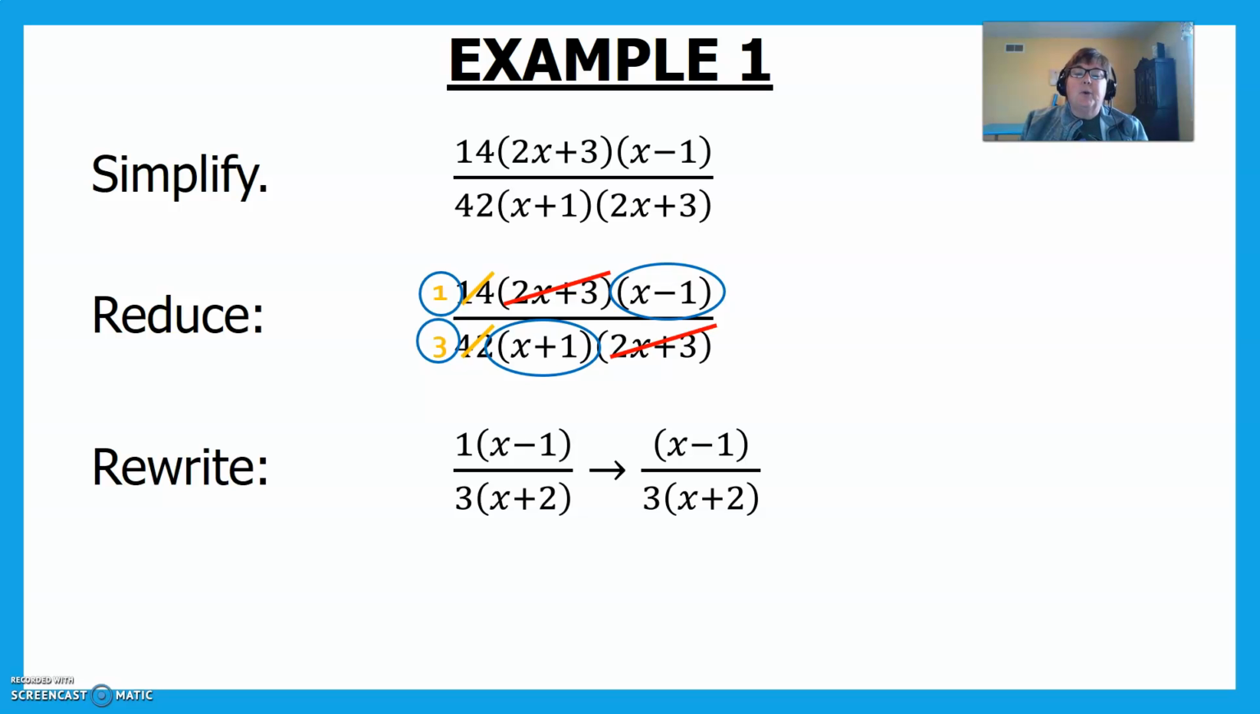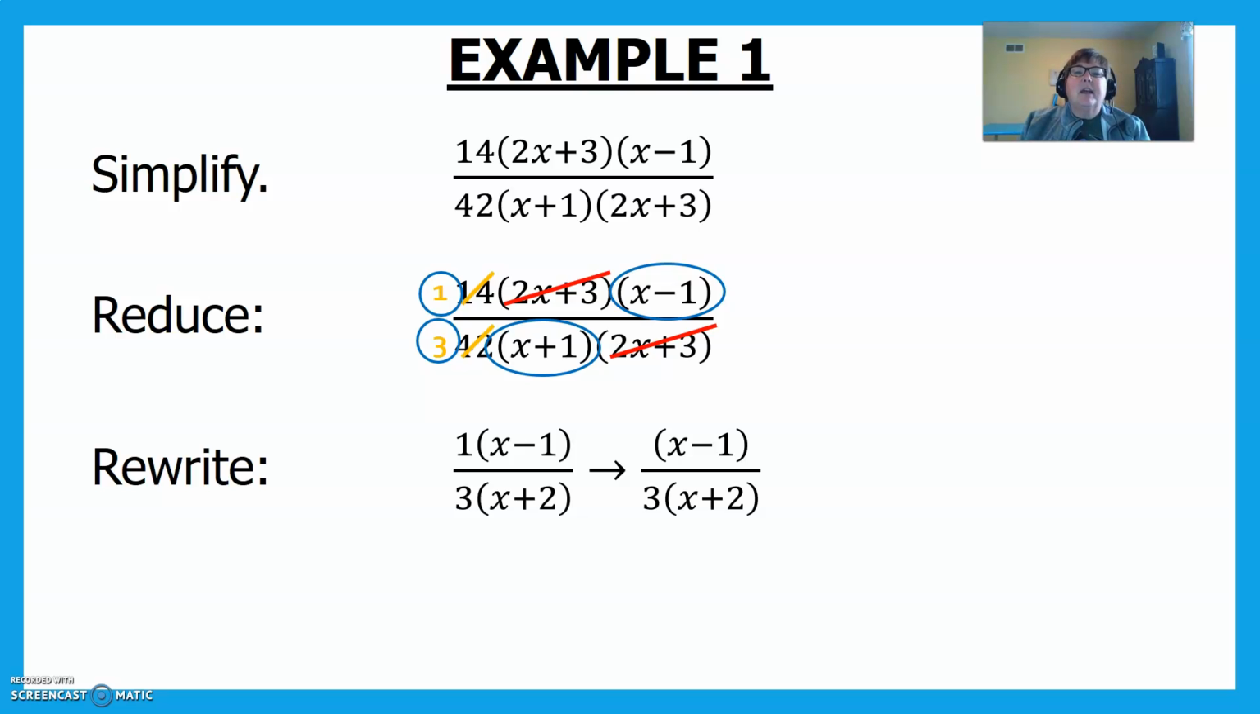Now I've put this little arrow because remember, I like to write things in proper math, and we don't usually put a 1 out in front of something, 1 times. We just leave that off. And so the left hand side of that arrow is kind of like slang math, and the right side is kind of like proper math. And that's all there is to a problem like this that's already in factored form.